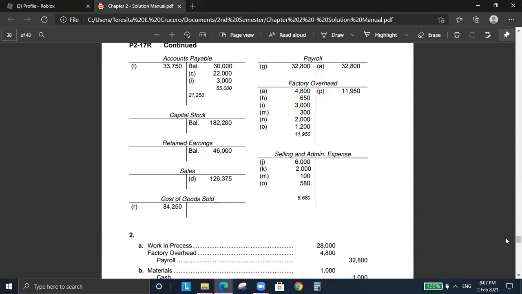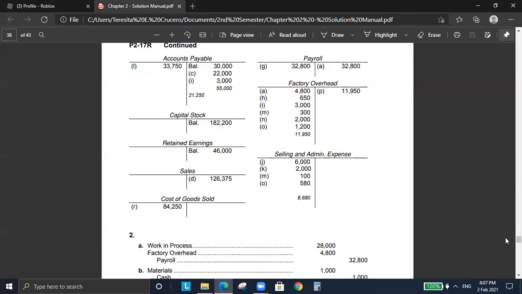So we have now the balances in 2-17-R, and after entering the balances, then we are going to post as required in number 2. We are going to prepare journal entries and then post the journal entries to the accounts. Number 4, we prepare the statement of cost of goods manufactured for October, and we prepare an income statement, and the last is a balance sheet.